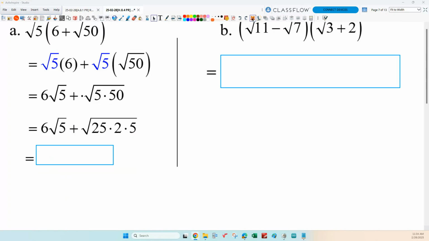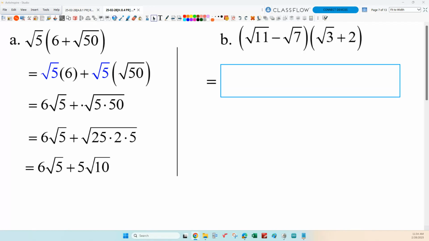So that's going to give us what then? 6 radical 5 plus 5 radical 10. Can I combine those? Yeah, those are not like radicals, so I'm stuck. But I did make it simpler at least, right? Okay, what would I do here?